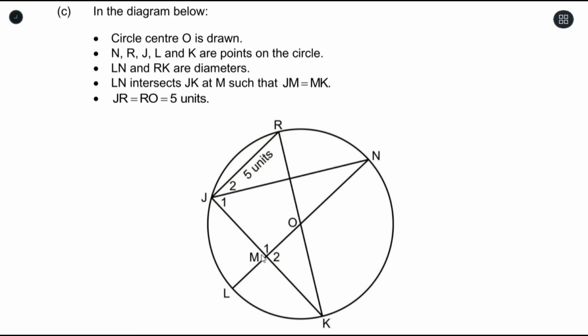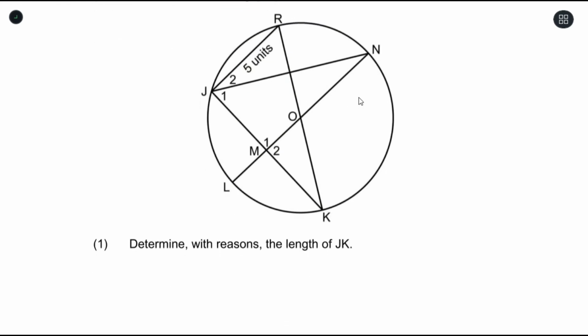We're also told that JR, which is 5, is equals to RO. So now that kind of tells us that that's the radius, right? Because RO is a radius, so every single radius will be 5. This is what this information tells us, right? That is your radius. Okay, that would definitely come in handy.